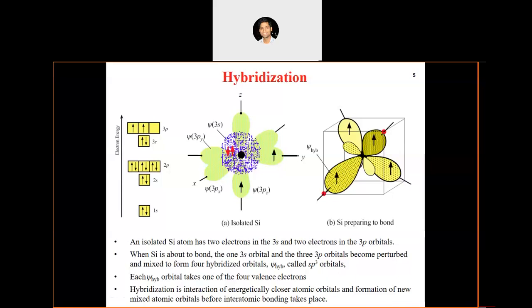then when we start bringing two silicon atoms together, before the bond formation happens, these four orbitals, one s orbital and three p orbitals, all kind of mix together. Why does this mixing happen? The reason is that the energies of 3s and 3p are very close to each other. So before the bond formation happens, these orbitals mix up together. That is what you can see in this picture also.